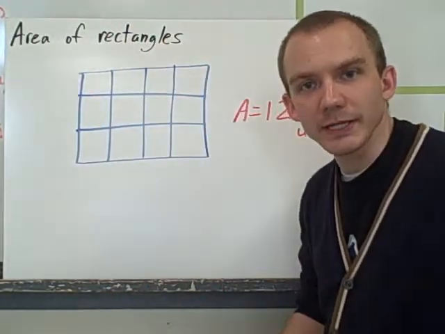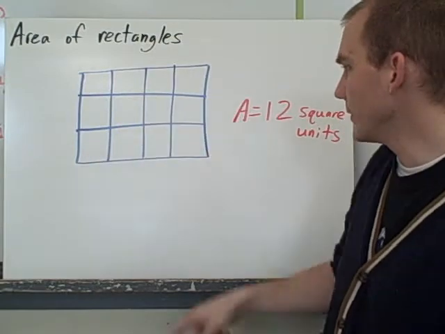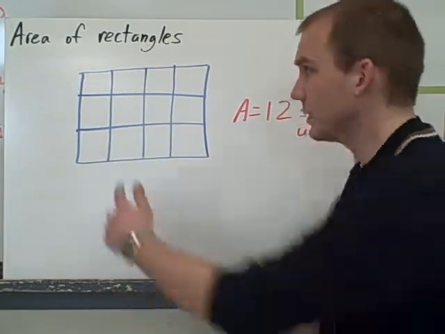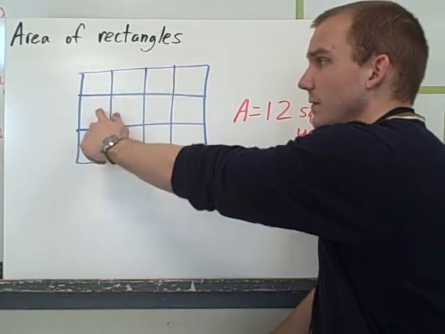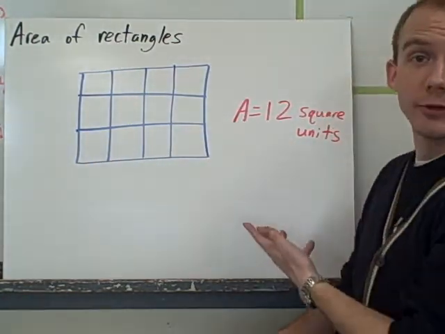Now let's look at area of rectangles. You have this rectangle here. I've broken it up into unit squares. Let's figure out what the area is. 1, 2, 3, 4, 5, 6, 7, 8, 9, 10, 11, 12. So the area is 12 square units.